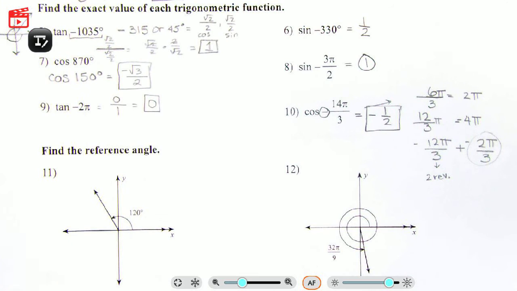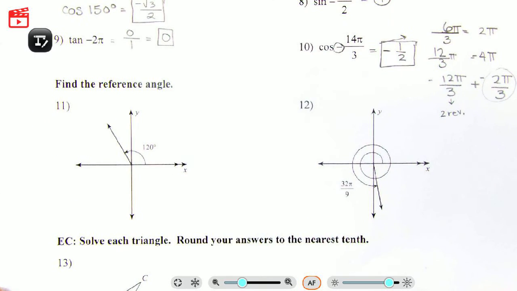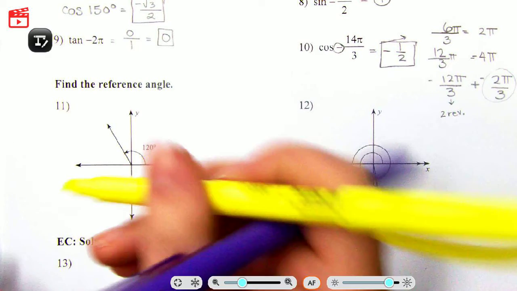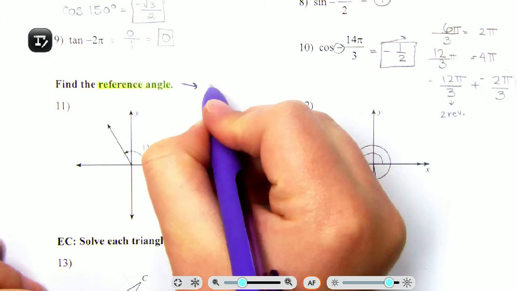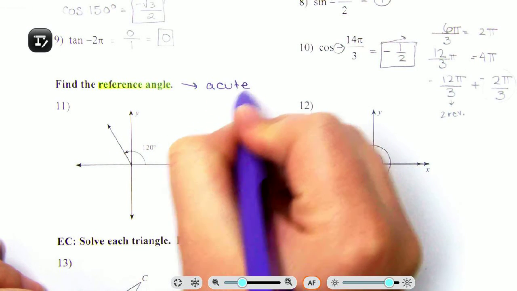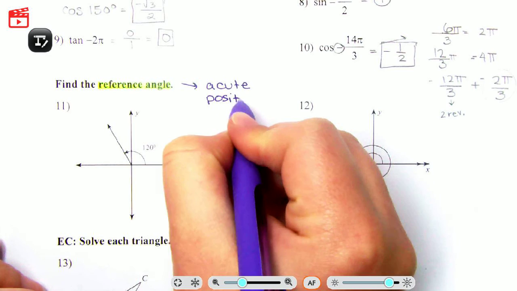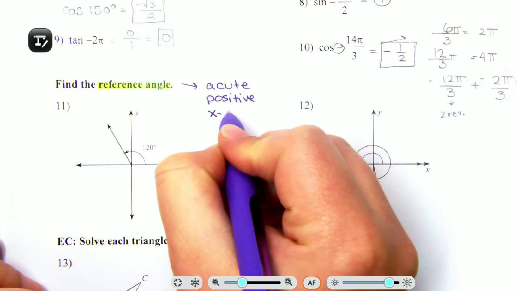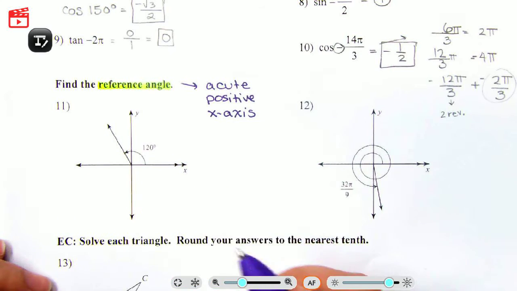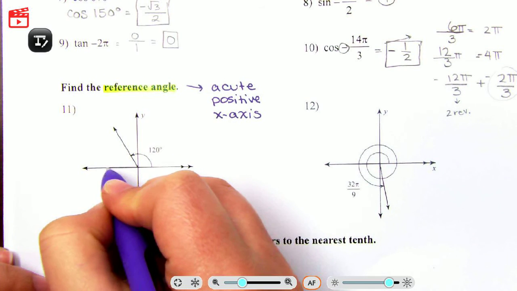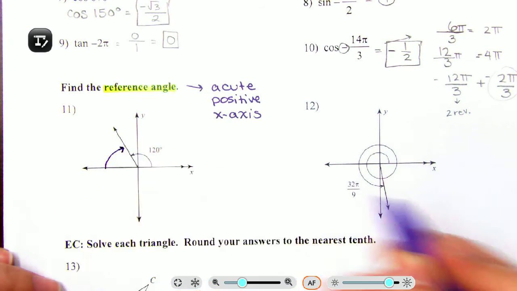Okay, now we're almost done here. Find the reference angle. Reference angle, 3 things you need to know about a reference angle. That is another keyword. Reference angle means acute, positive, x-axis. So that means it's the acute angle, which is less than 90 degrees. It is positive, and it's from your x-axis.